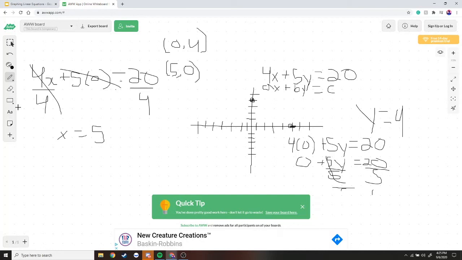And all we have to do is just connect the dots, like this, and draw an arrow to show it's continuous, and there you have it.